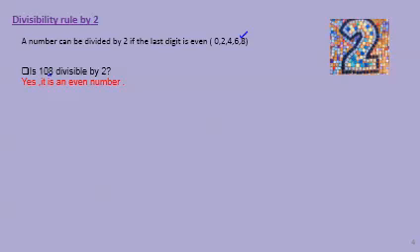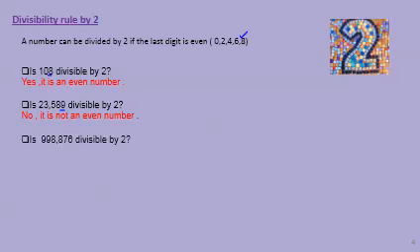Let us continue. We have the number 23,589. Is it divisible by 2? It's not, because the ones digit is 9, and 9 is not an even number. Is 998,876 divisible by 2? Of course it is, because the ones digit is 6, and 6 is an even number.